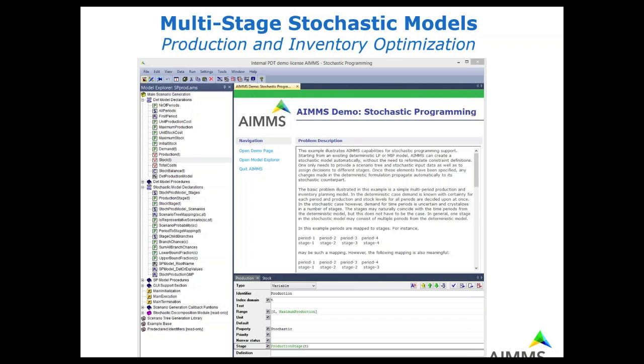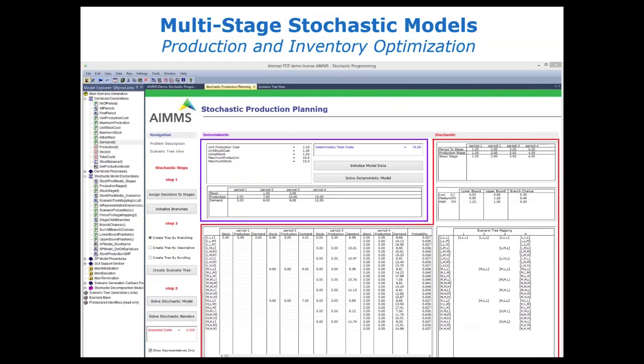with different scenario trees. So for such a model, after solving the deterministic model, we can assign decisions to stages, and we can define our scenario tree, how we would like to branch. For example, a simple approach would be to have low, medium, and high branches at each stage. And then we can generate the stochastic model automatically and solve it. We can solve it either using a standard solver or using a nested Benders decomposition algorithm, which is provided in an AIMMS module.